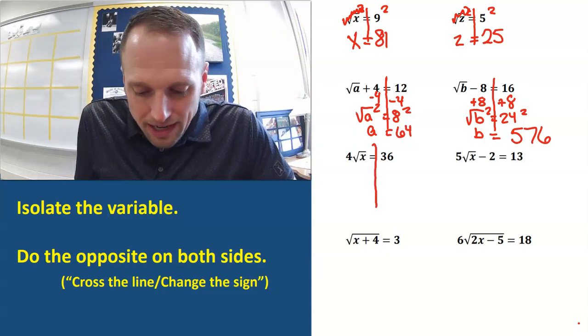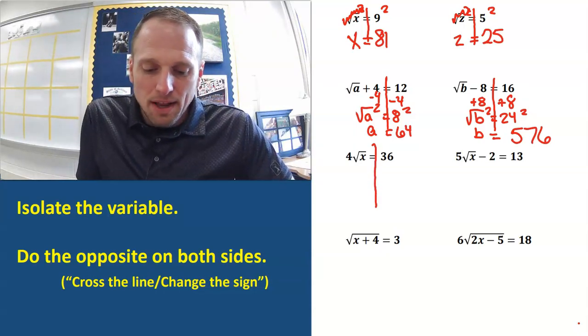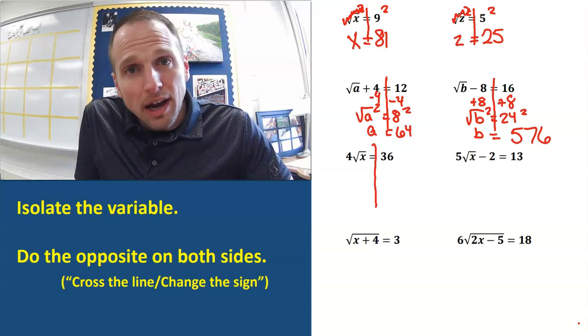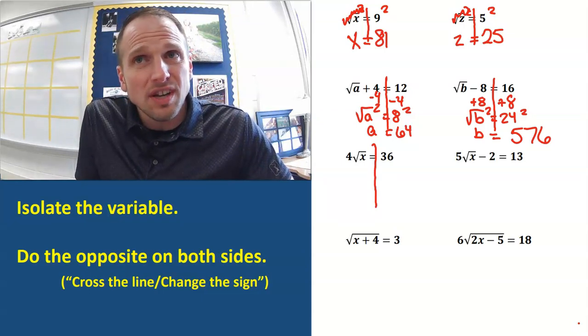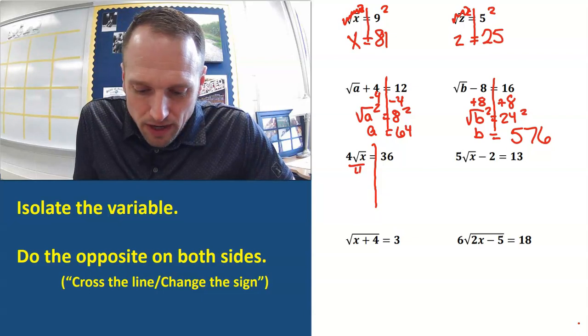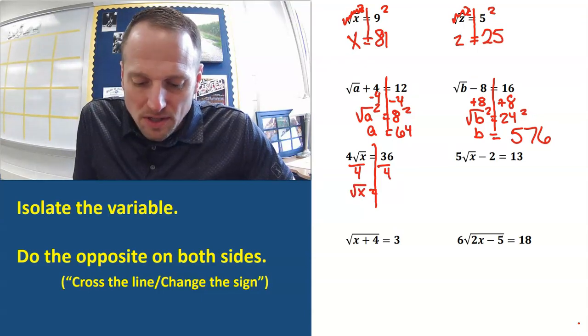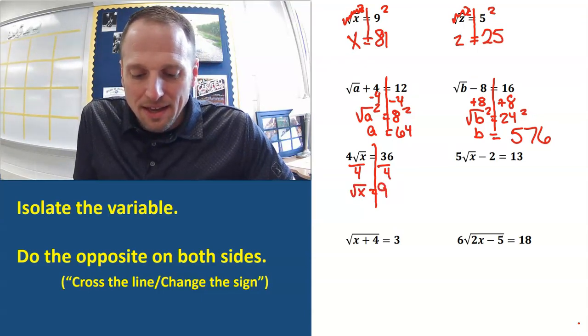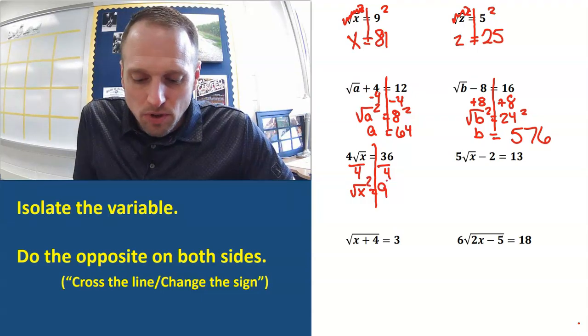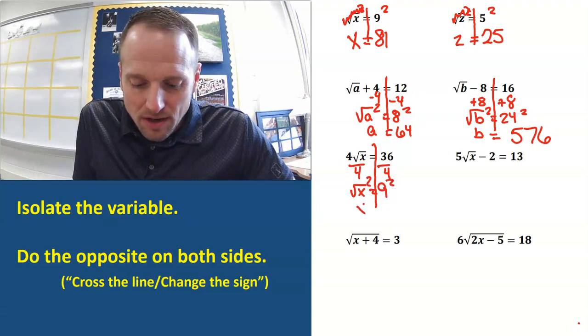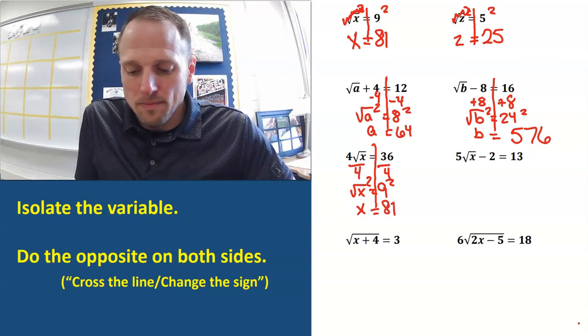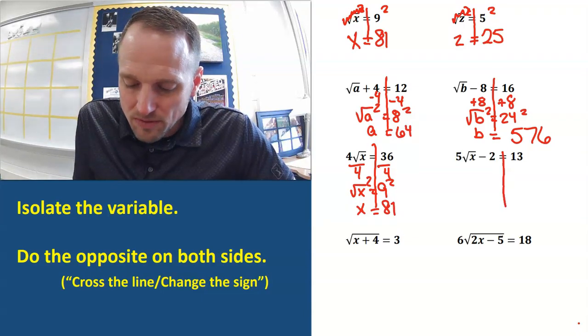The next one, I've got to get rid of that 4 again, but how do I get rid of this? This is 4 times the square root of x. So what's the opposite of times? Yeah, it's divide. So we're going to divide the 4 on both sides. So now we've got root x equals 36 divided by 4 is 9. And how do I get rid of the square root? Let's just square both sides. We just have x equals 81. Let's do the next one.